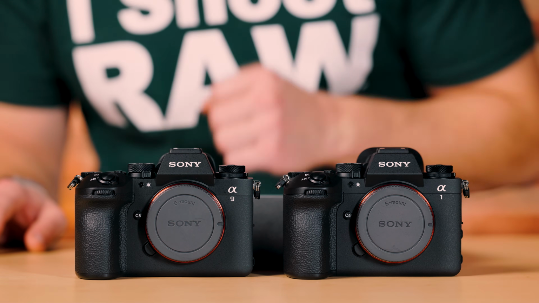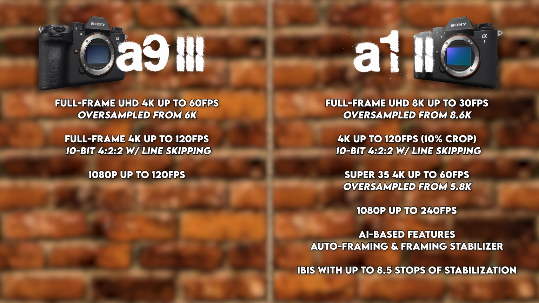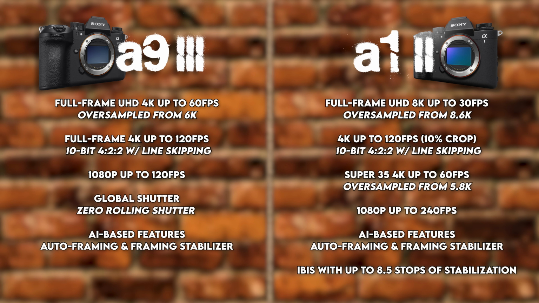Now onto the A9 III, you have full frame 4K UHD video recording up to 60 frames per second oversampled from 6K, or full frame 4K up to 120 frames per second in 10-bit 422 with line skipping. Full HD up to 120 frames per second. It is distortion free with 0 rolling shutter due to its global shutter, as we talked about earlier. You've got your AI-based features like auto framing and framing stabilizer, and IBIS up to 8 stops of stabilization, not 8.5. That global shutter sensor, wow.